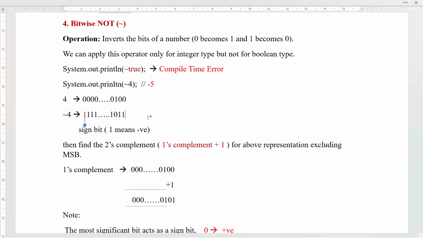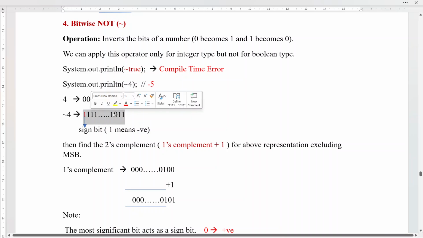As we know, in memory negative numbers are stored in the form of 2's complement. So we have to find the 2's complement for this number. 2's complement means 1's complement plus 1 for the above representation, excluding the MSB, the most significant bit. First we have to find the 1's complement. The 1's complement of this number is 0, 0, 0 and so on up to 0, 1, 0, 0. And then add 1 in order to get the 2's complement. After adding 1, it becomes 1, 0, 1.